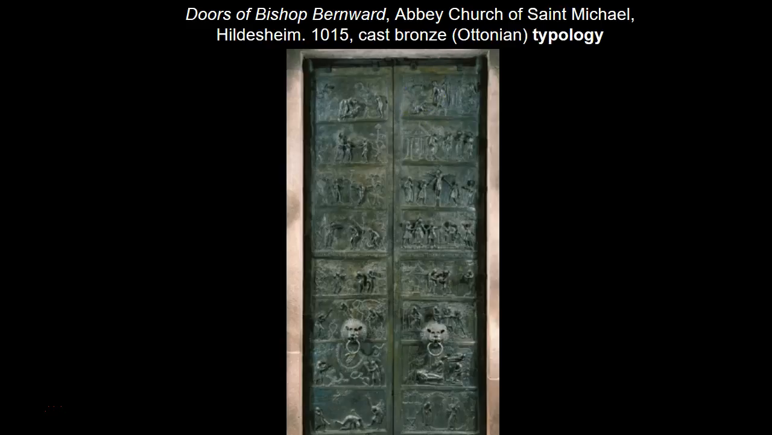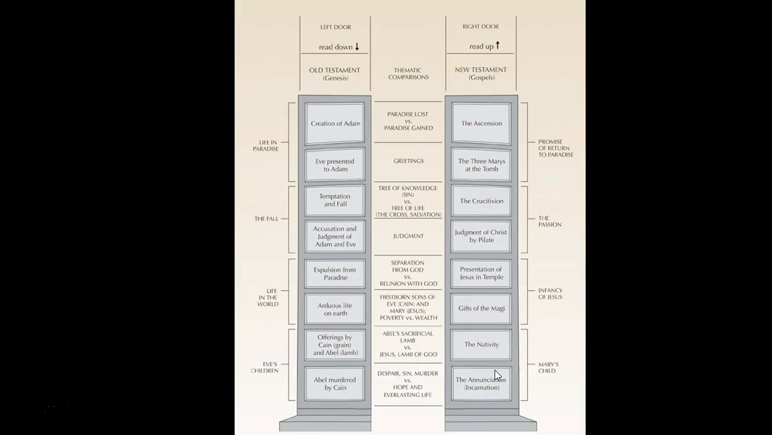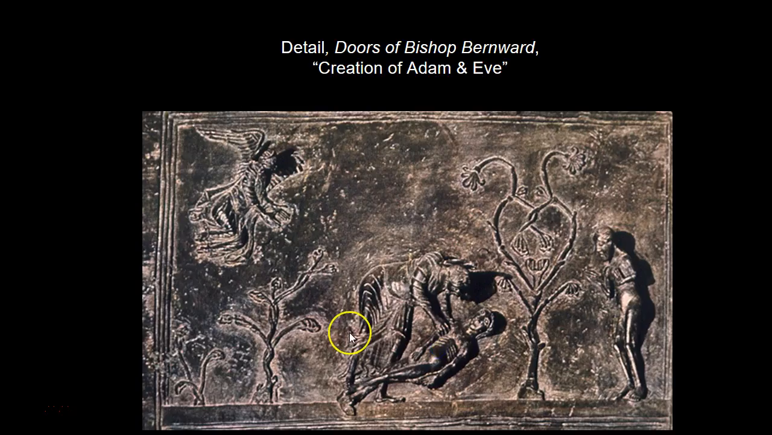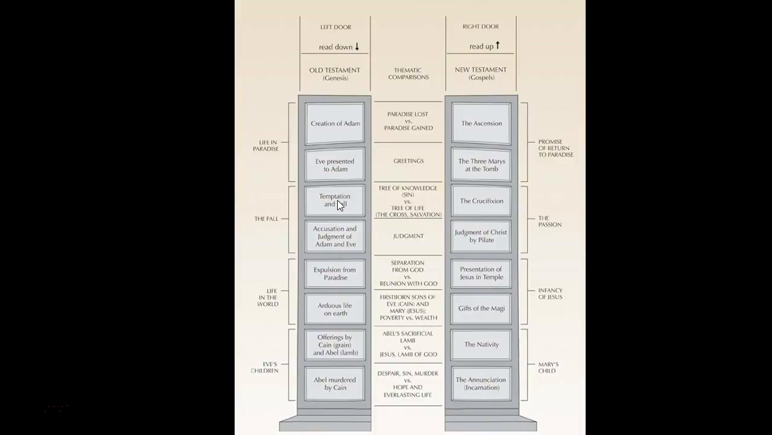So we would say this is an example of typology. When we look at the panels, each panel has a section of narrative. This is from your book. It's a diagram that shows each door and what is depicted in each of the panels. And I wish it would stop turning there. So you have at the top on the left creation of Adam.